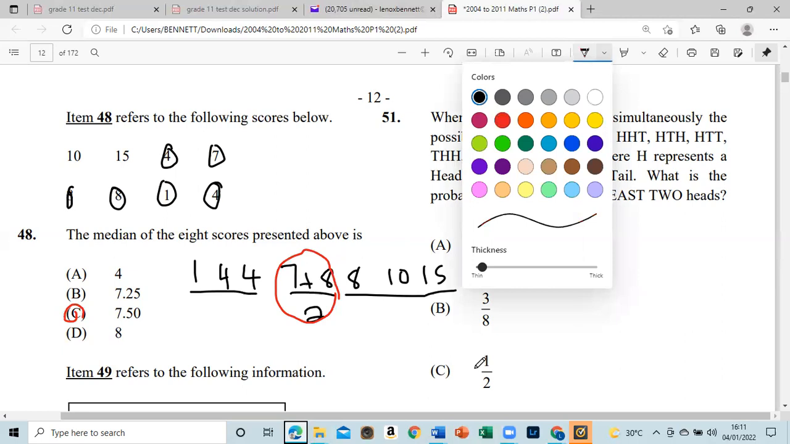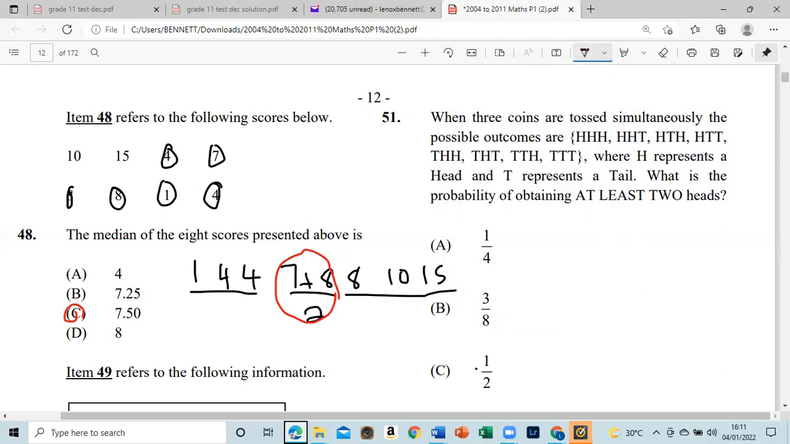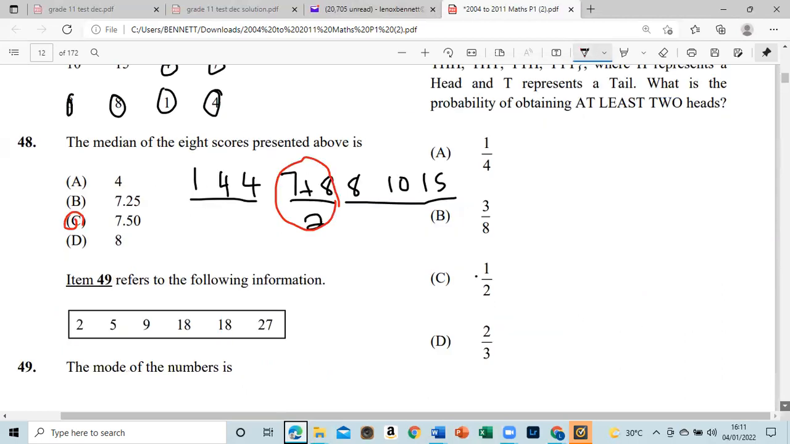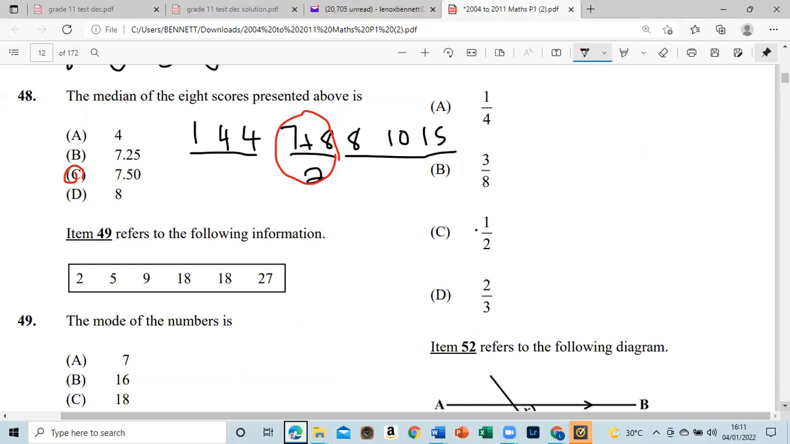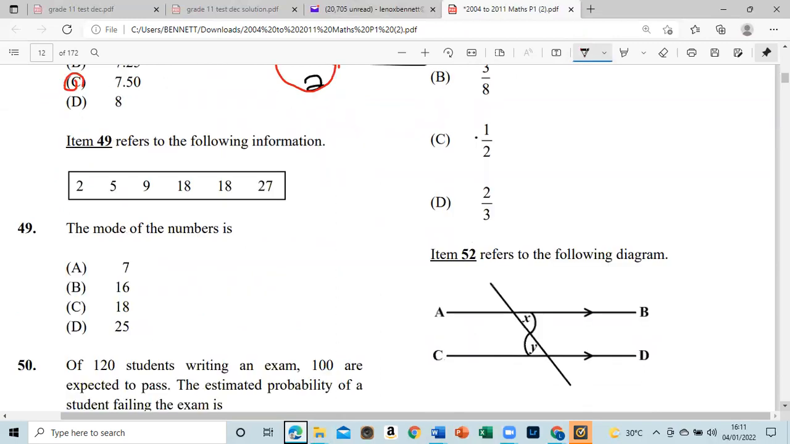Let's move on to 49. The mode of the following numbers. Oh yeah, I see it. The number that occurs the most, which is 8. Let's see, because 18 occurs 2 times.